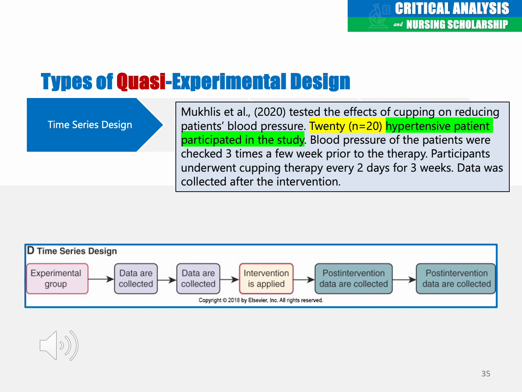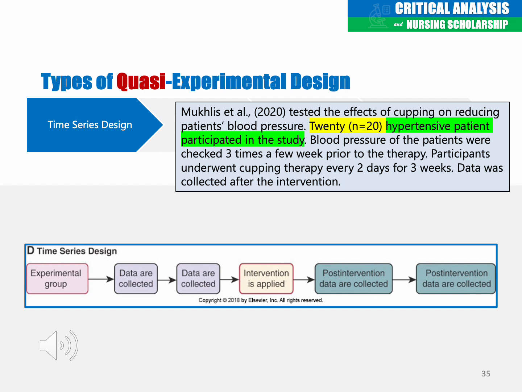Also notice that baseline data and post-intervention data are collected over multiple time points. Notice that there is a manipulation also because an intervention is applied. Now, I want you to look at the actual research conducted by Muklish et al. in 2020, in which they tested the effect of cupping on reducing patients' blood pressure. 20 hypertensive patients participated in the study.